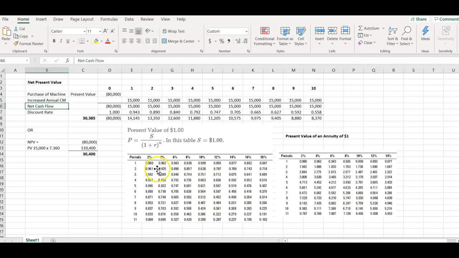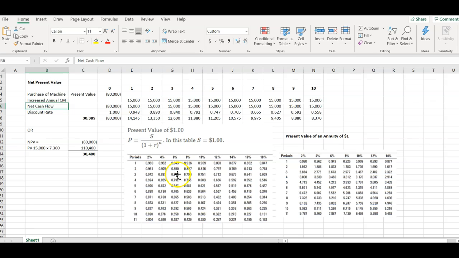Now our discount rate is 6%. So this is the present value of $1, and this says that at 6%, $1 is worth 0.943 at the end of 1 year. Okay, the end of the second year, 0.890. 3 years, 0.840. So that means I would be indifferent to receiving 84 cents today or $1 3 years from now.